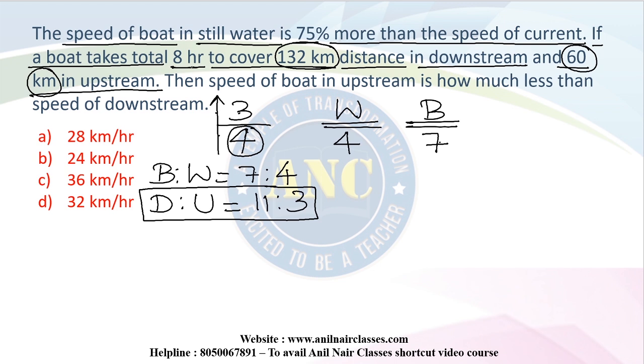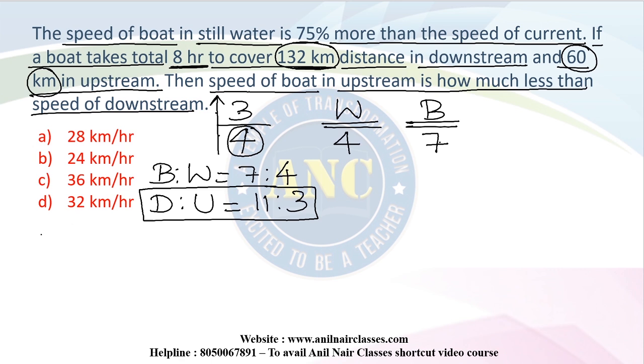So the total 8 hours is given, and the downstream distance and upstream distance are also given. Then you need to calculate how much less the speed of the boat in upstream is than the speed of downstream. This is the question. Now see here, it's very, very simple.